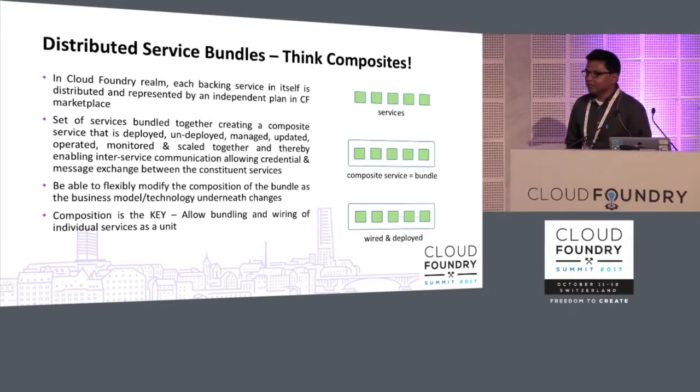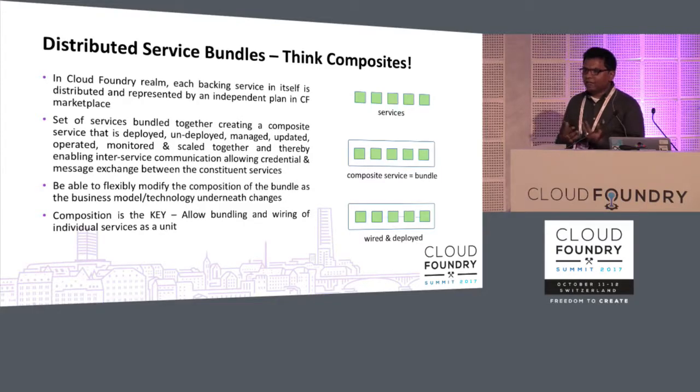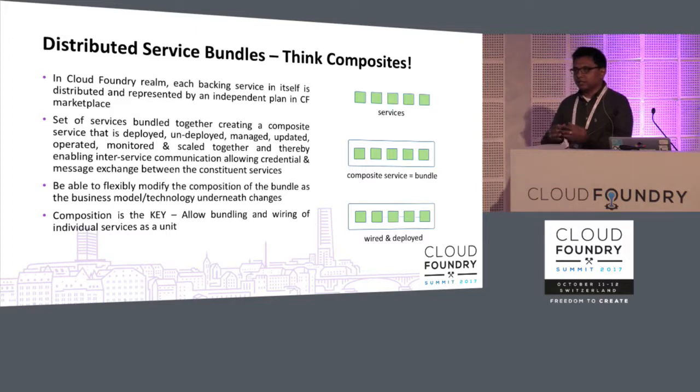So in the Cloud Foundry realm, each backing service in itself is distributed, right? And then a set of services, if we can just bundle them together, creating a composite service out of it, that is deployed, undeployed, updated, operated, monitored and scaled together, right? And thereby enabling inter-service communication. The services should be able to also talk to each other, allowing credential and message exchange between the constituent services. So from Cloud Foundry's proven model of app talking to a service, we are now talking about service-to-service communication, a set of services deployed together.